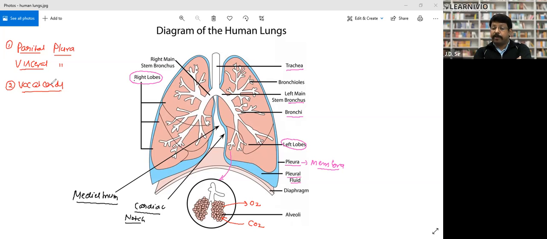One last very important point in vocal cord, put a star mark, is also a question for your medical. Vocal cords are made up of yellow elastic tissue. Full stop. Whenever air passes through them, sound is produced.